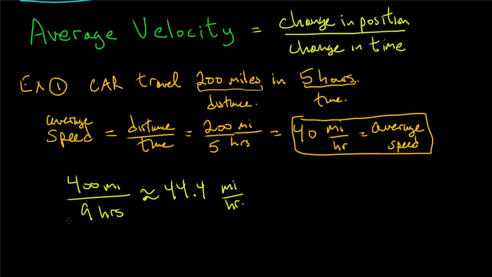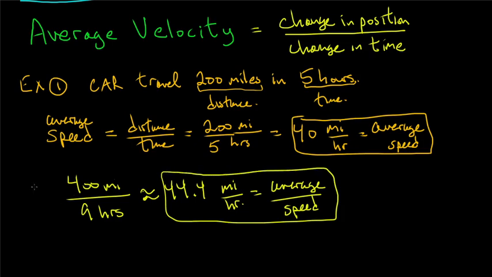So this is still our average speed. It's the distance we traveled divided by the time. We traveled a total of 400 miles. That's the distance. And the time for the round trip back and forth was 9 hours. So what's our average velocity? Our average velocity is the change in our position. So what is our change in position?